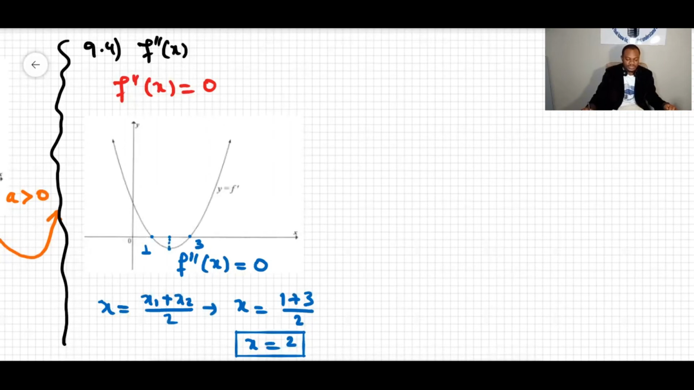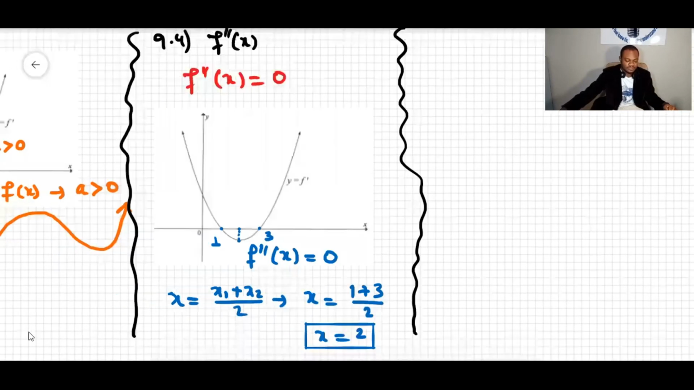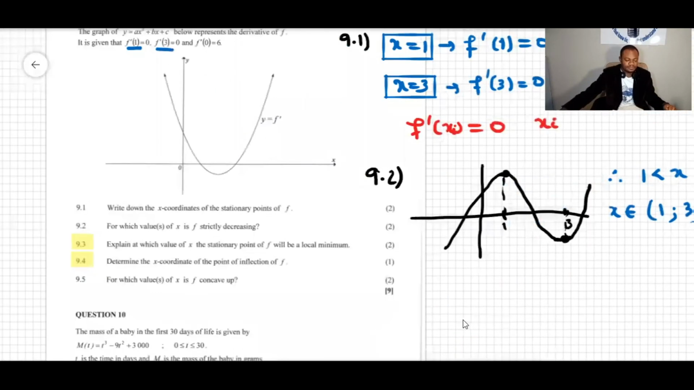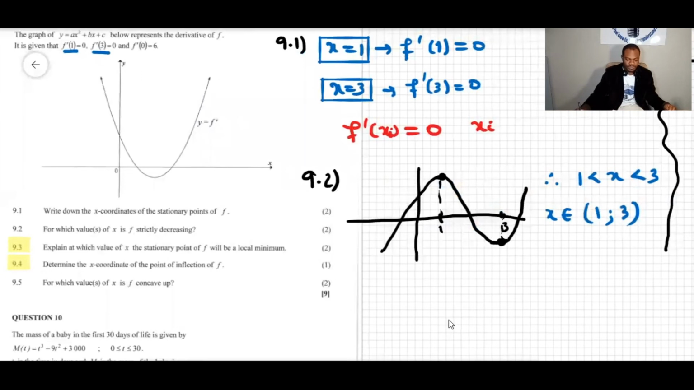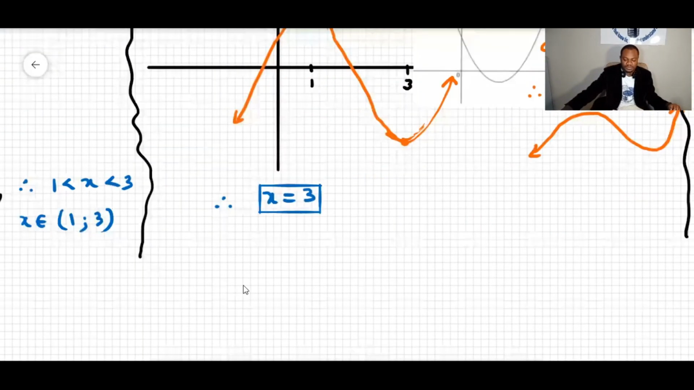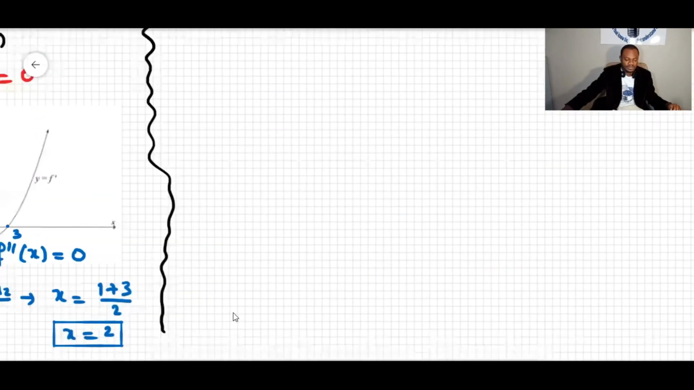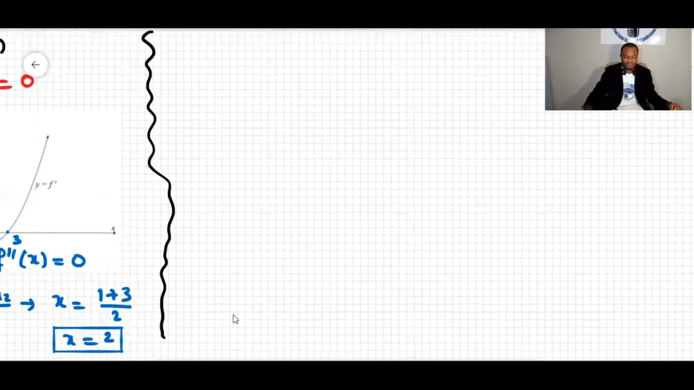Now, question 9.5. Let's see what question 9.5 says. It asks for which values of x is f concave up. Concave up is when it turns like this. The concavity is found when the second derivative is greater than 0.